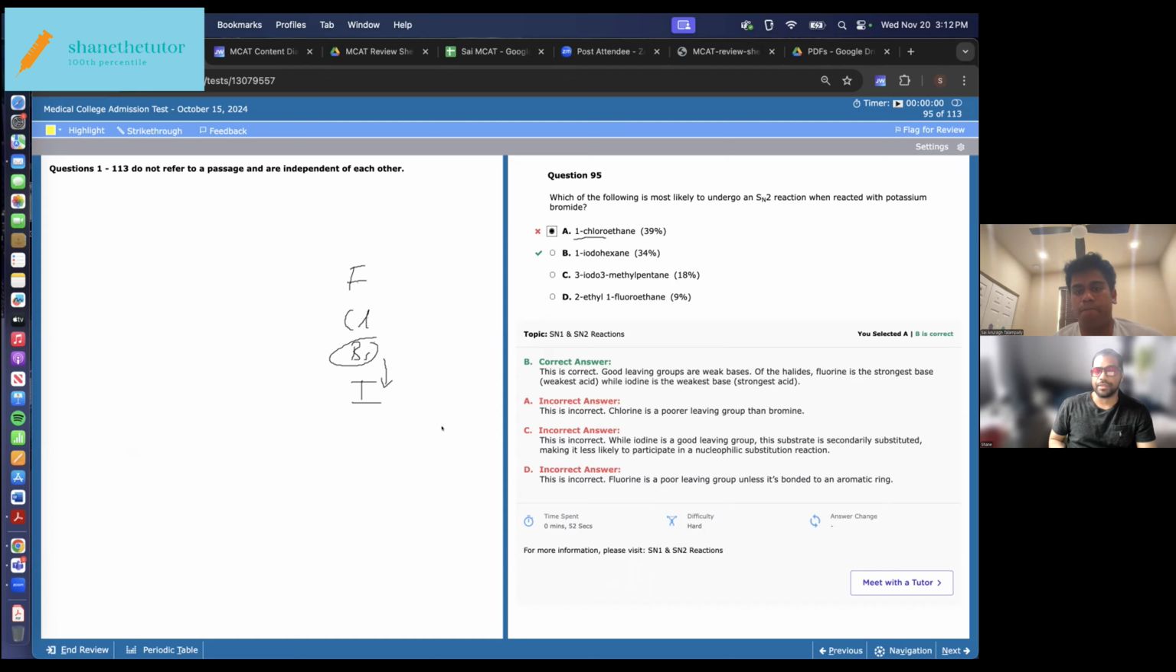With the leaving group being something with lower electronegativity. So maybe you could think of electronegativity as inversely proportional to how good of a leaving group something is. Okay, that's a good way to put it. Okay, cool.